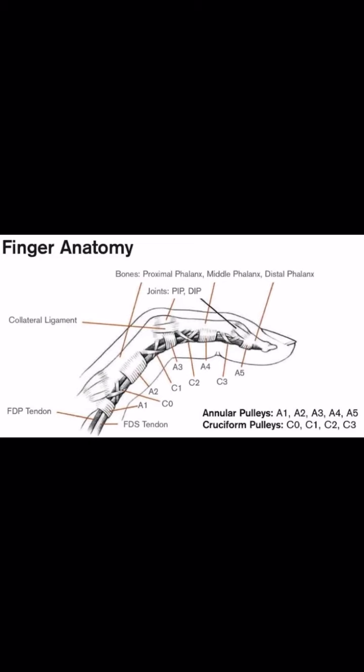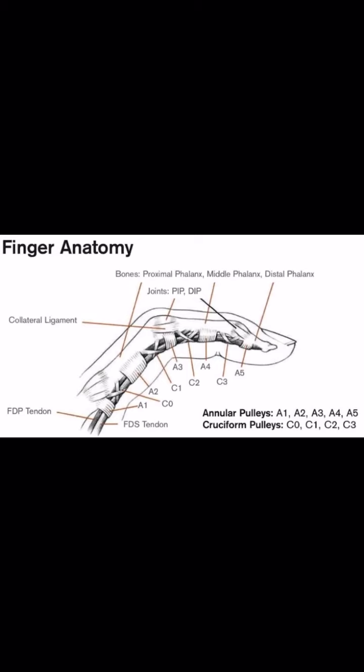We have A1, A2, A3, A4 and A5 annular pulleys. The A1 is present at the head of the metacarpal bone, and the A2 is present at the volar midshaft of the proximal phalanx. A3 is at the distal most part of the proximal phalanx, A4 is present centrally on the middle phalanx, whereas A5 is present at the base of the distal phalanx. And the cruciate pulleys: the C1 is present between A2 and A3, between A3 and A4 is the C2, and C3 is present between A4 and A5.